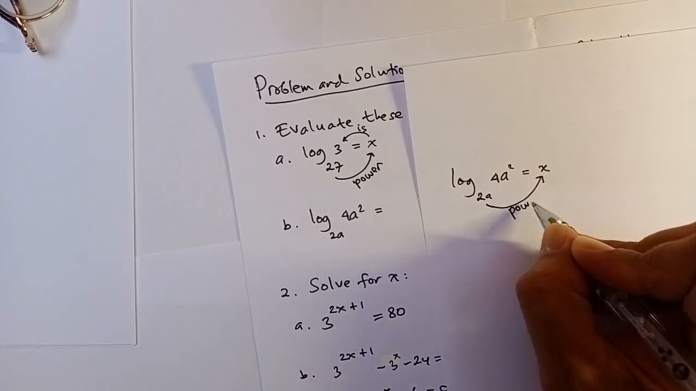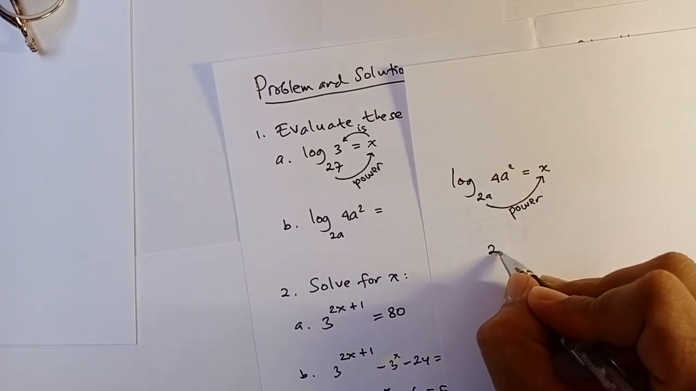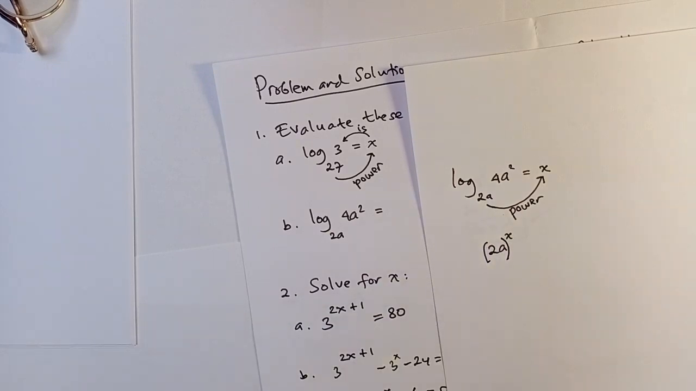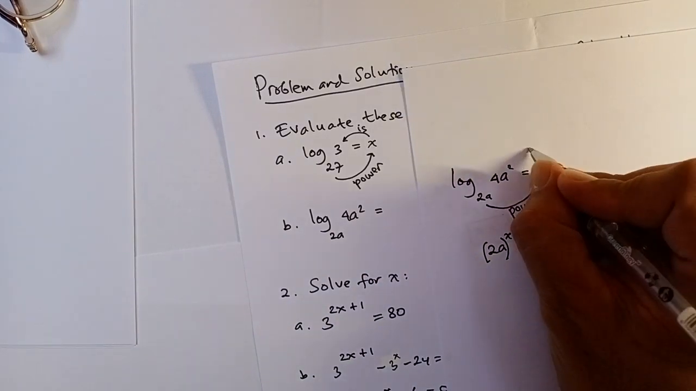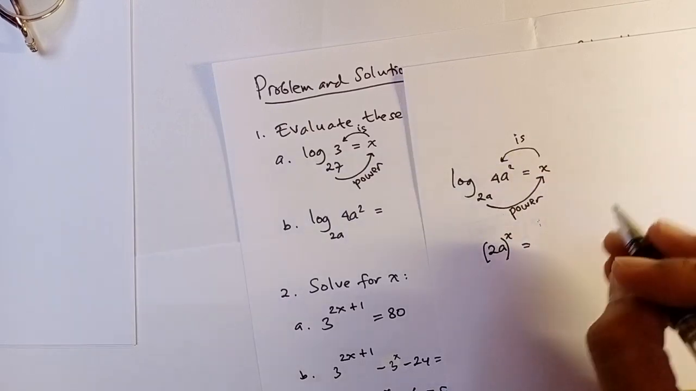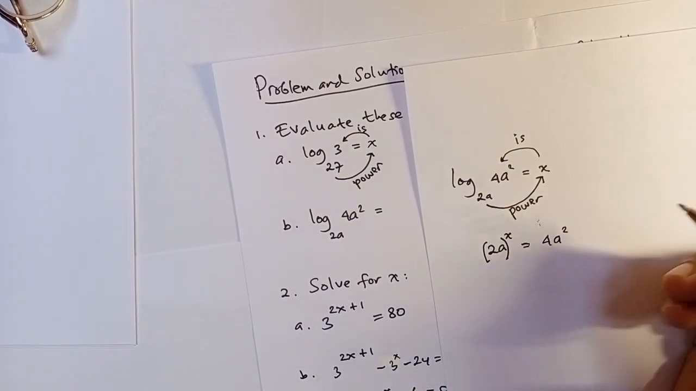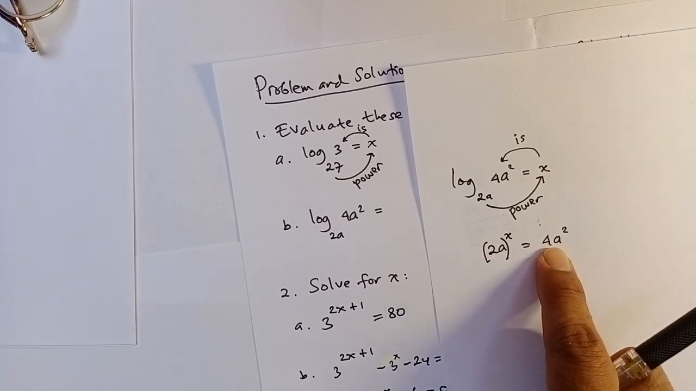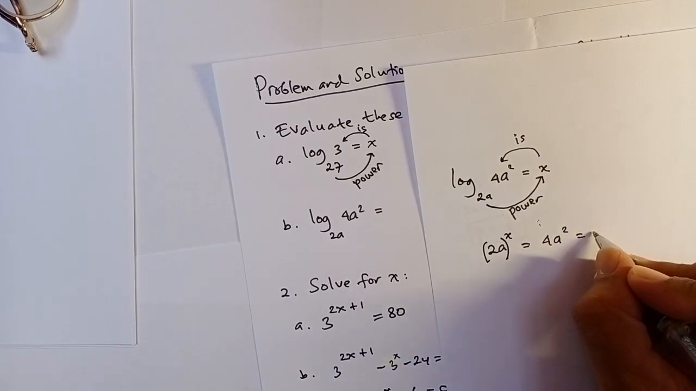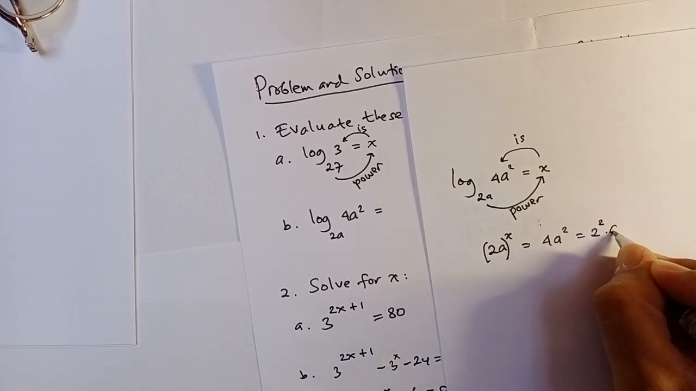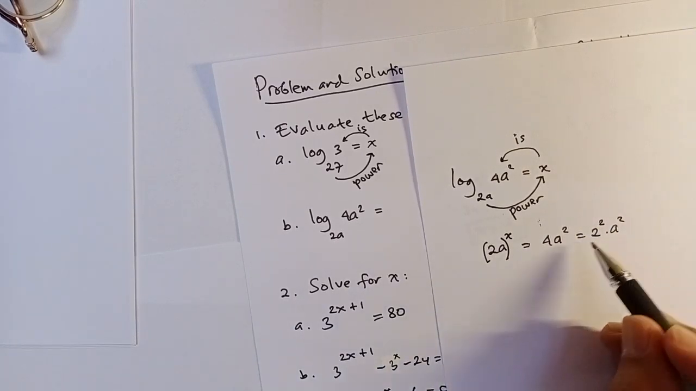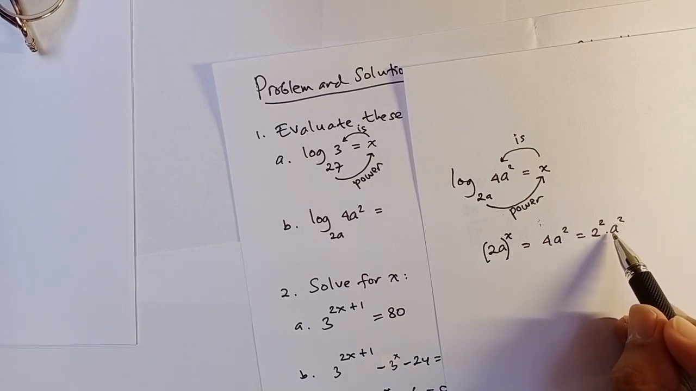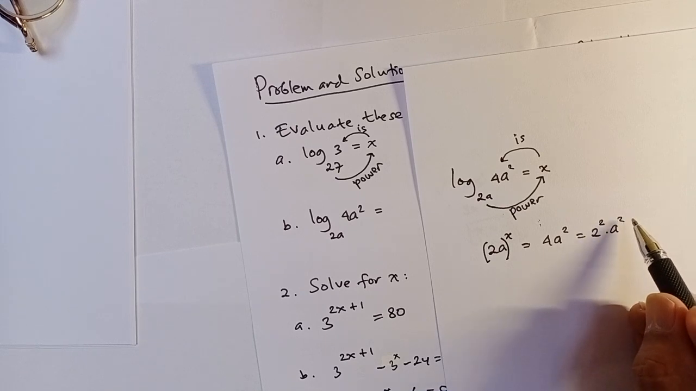This is power. So you can write as 2a to the power of x, right? Don't forget to put brackets. Equal to 4a square. So look at this. The base here is 2a, but this 4a square you can write as 2 square times a square, right? Because 4 is 2 square. So 2 square a square. 2 and a has the same power, a square power.